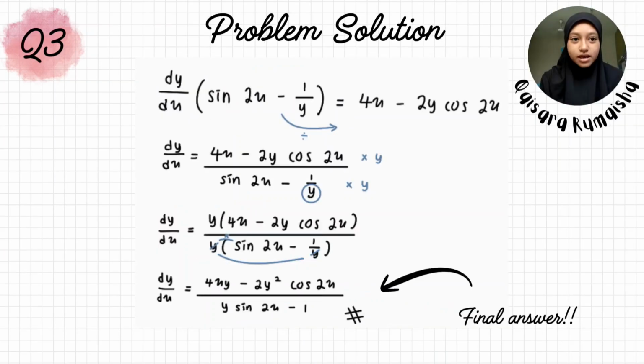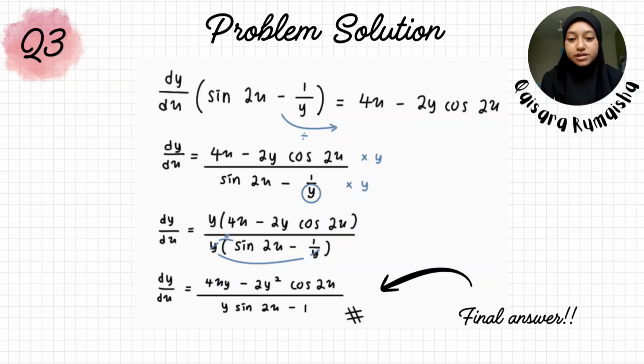Moving on to the next slide, we perform two actions simultaneously in the first row. First, on the left side, we factor out the common term dy over dx from the remaining components, leaving us with sine 2x minus 1 over y inside the bracket. Second, as indicated by the arrow from the previous slide, we moved 2y cosine 2x to the right side by subtracting it. This leaves us with the clean rearranged equation: dy over dx times sine 2x minus 1 over y equals 4x minus 2y cosine 2x.